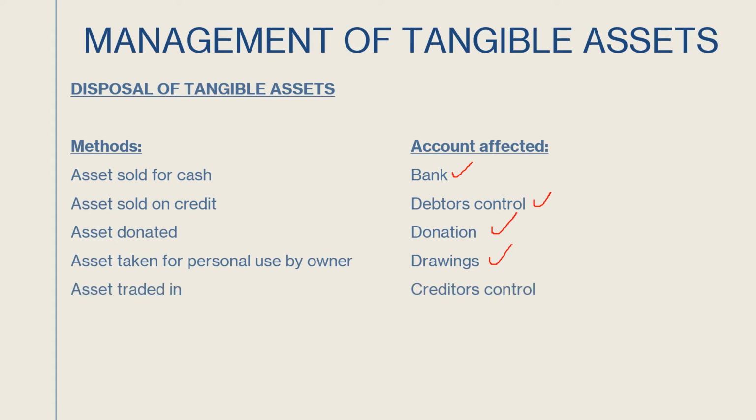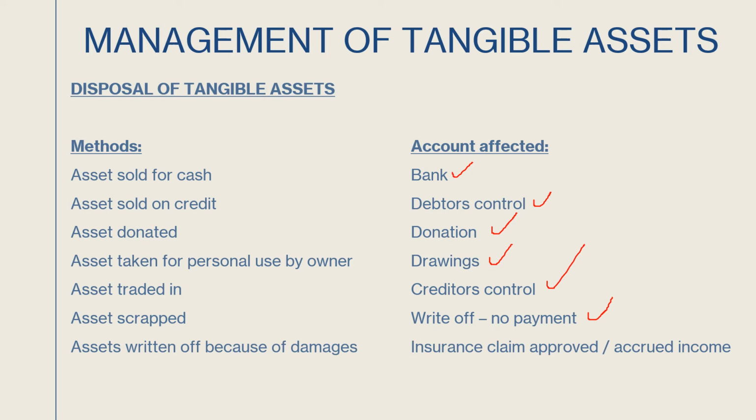If the asset is traded in, so we trade in the old one in order to get a new one, then your contra account is going to be creditors control. If the asset is scrapped, that means that we are writing it off. We are going to receive no payment for it, then there's nothing. And if an asset is written off because of damages, as soon as you see damages, then you hope that there was insurance. Then we're going to work with your insurance claim that was approved, or accrued income. In the case where the vehicle has been damaged, the insurance has agreed to pay out, but they haven't given us the money yet, then it is going to be accrued income, income that we still have to receive.